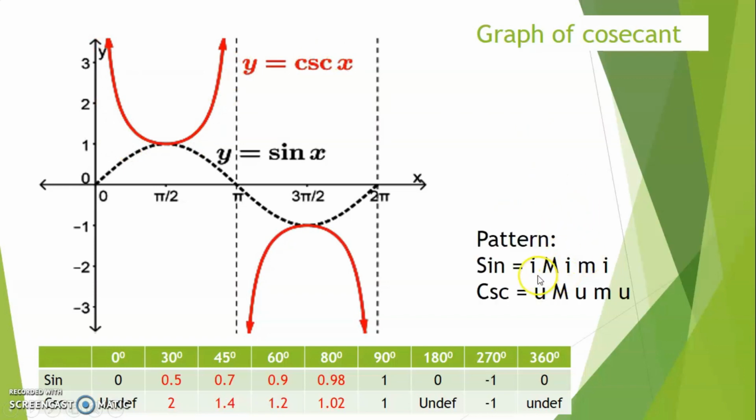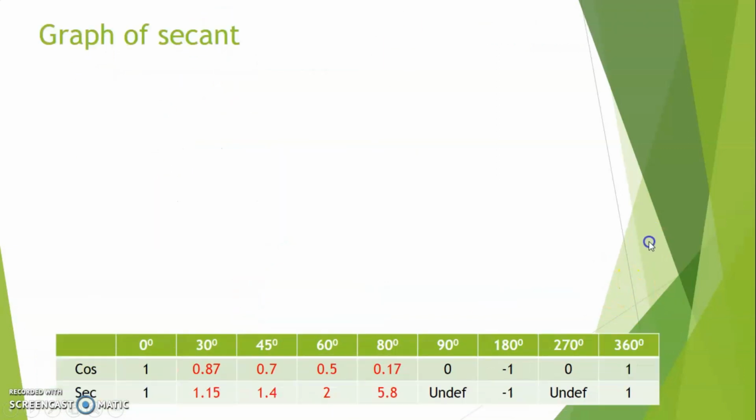Okay, so the pattern for sine is intercept, maximum, intercept, minimum. For cosecant it's undefined, maximum, undefined, minimum, undefined. So take note of that. The U stands for asymptotic. So take note of that.